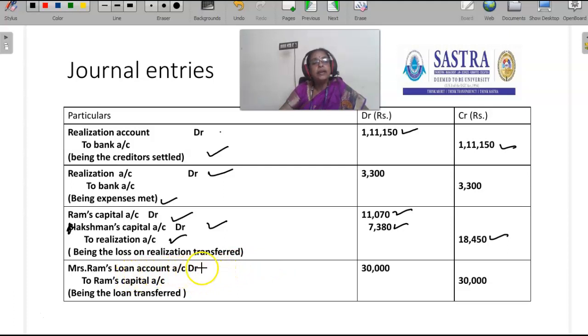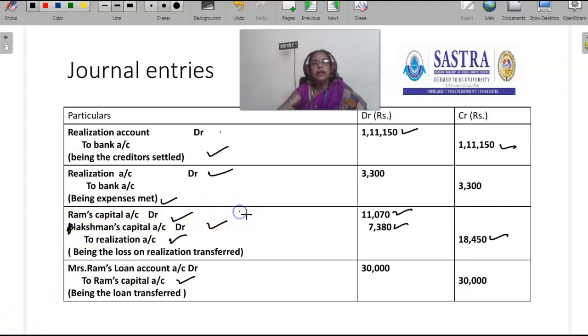Then next one, Mrs. Ram loan account debit to Ram capital account 30,000. He agreed to discharge his wife's loan, and so Mrs. Ram loan account should be transferred to Ram's capital account because he agreed to discharge the loan.